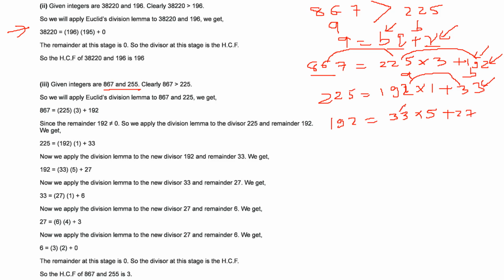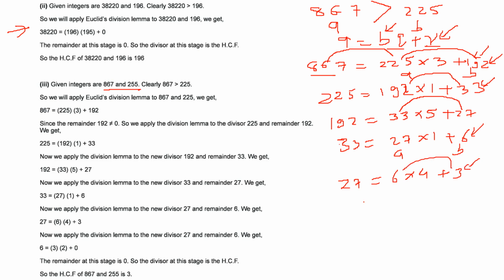Again, we are not getting remainder as 0. So 33 has to be written as 27 into 1, and subtract 33 and 27, you get 6. Now, A is this, B is this, remainder is not 0. So 27 has to be represented in the form of 6: 6 into 4 is 24 plus 3. Again, no remainder. So 6 and 3. So 6 has to be written in the form of 3 into 2. So we get a 0 here.